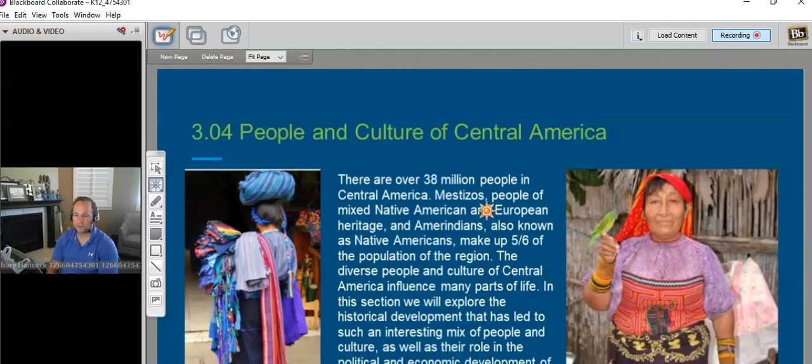All right, let's go, and we're going to move on to the people of Central America. Okay, so you have a big mixture of cultures here. You had the Spanish that came in from Spain, and they found these Native Americans that were living there. Mostly the Mayan culture was living there.